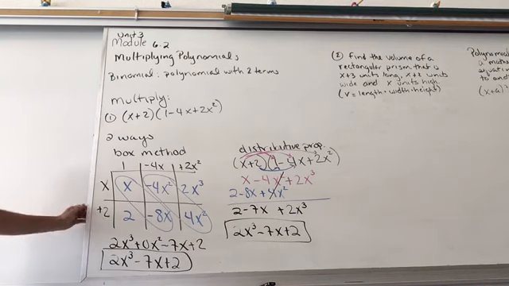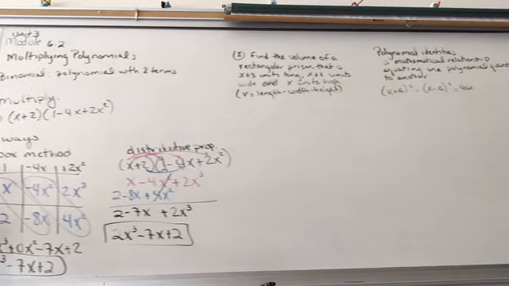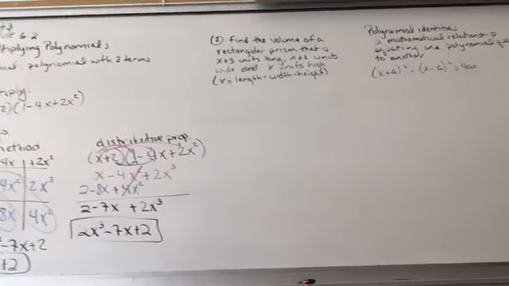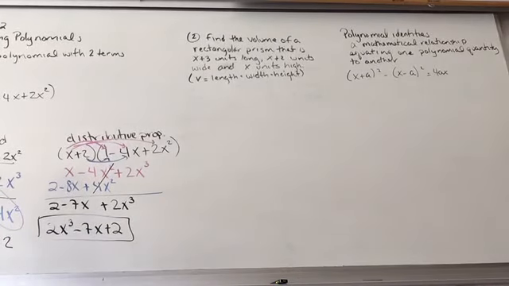Okay, so I have another example up here. It asks us to find the volume of a rectangular prism that is x plus 3 units long, x plus 2 units wide, and x units high. Volume is length times width times height.